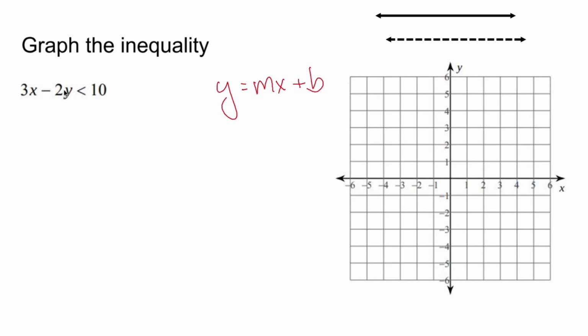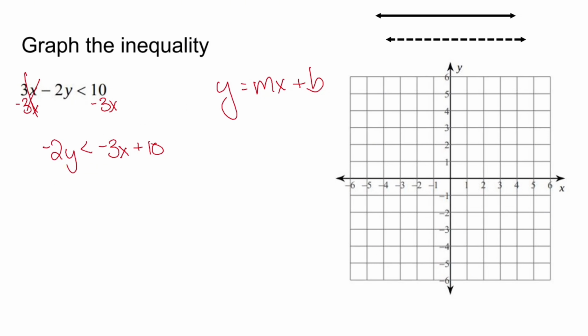So in order to get y all by itself, we need to first get rid of 3x by subtracting 3x from both sides, like that. Drop down the negative 2y. Drop down the less than, and I have 10 and a negative 3x. Now, I'm going to write out my negative 3x first, and then my positive 10, to make it look more like this.